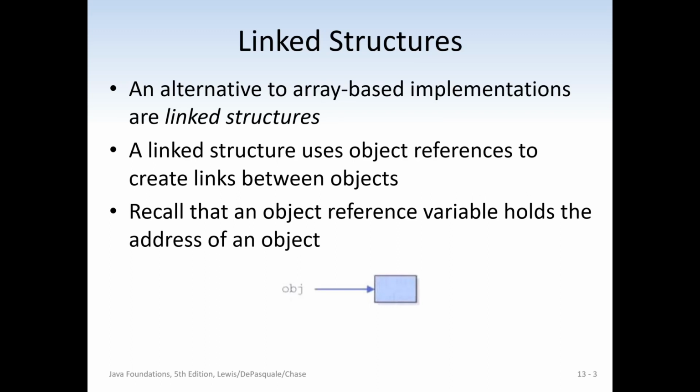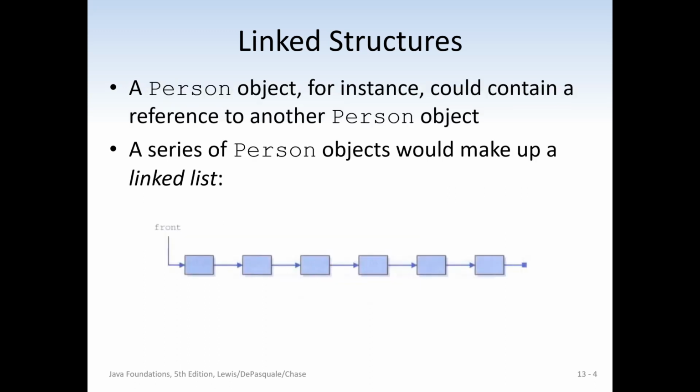All right, so an alternative to array-based implementations are called linked structures. Linked structures use object references to create links between objects. An object reference variable holds the address of an object, right? In C++ it would be a pointer, but it holds the address of an object. So a person object, for instance, could contain a reference to another person object.